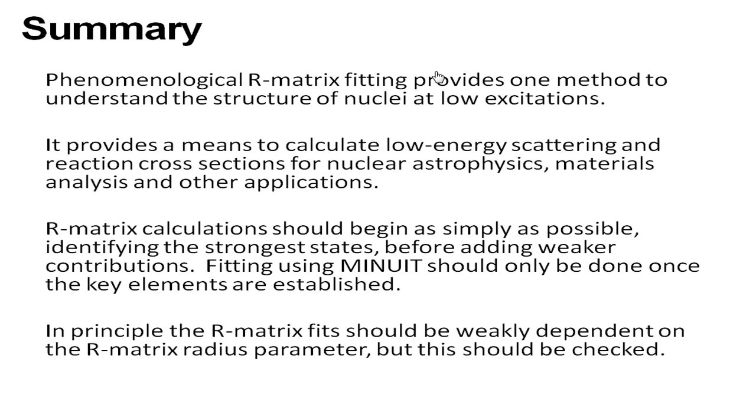Ideally, your calculations should begin as simply as possible. You should build them up from the stuff that is obvious in your energy range, so the broad resonances or the narrow resonances, stuff that you can see and define by hand what the parameters should be. Gradually build it up. Once you have something that has a reasonable description of the cross-section, you can then perform a fit with Minuit. In principle, the R matrix fit that you get should be weakly dependent on the radius, but you should probably check. You may need to include additional background contributions to account for that.